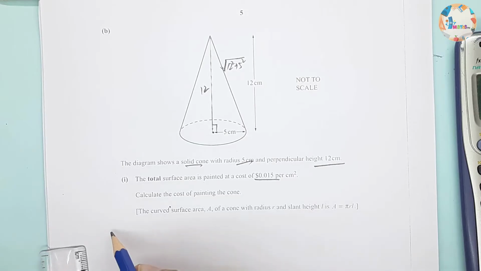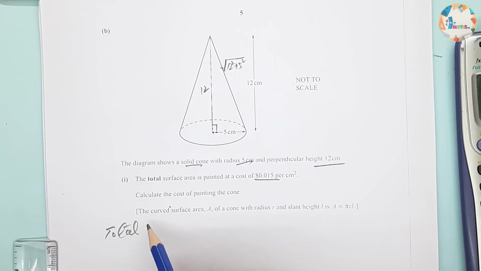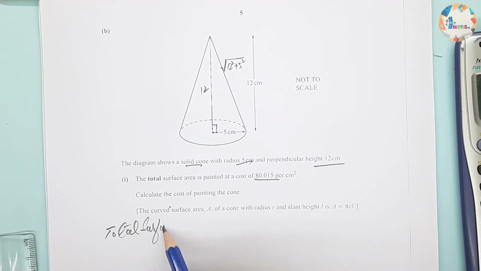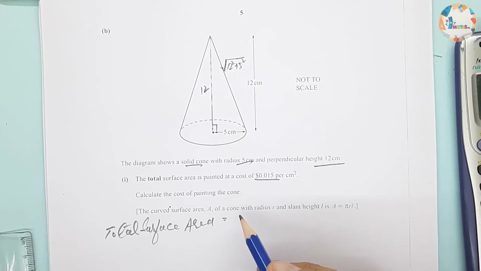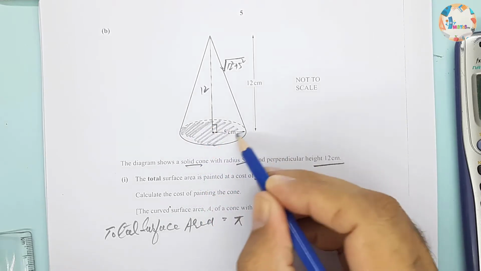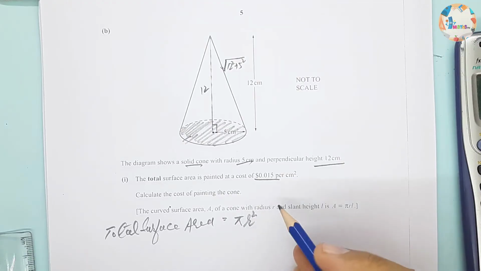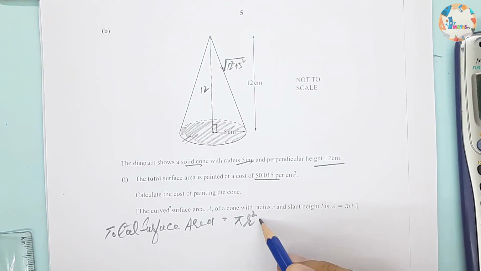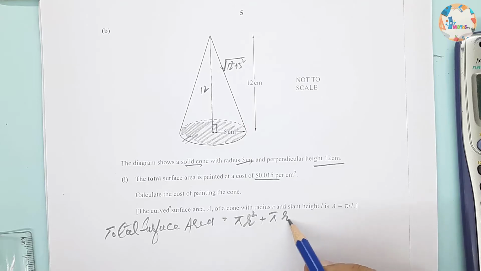Now we can write the total surface area. Total surface area will be equal to pi r square, which is this base, plus the curved surface area of the cone, which is pi r l, pi into r into l.